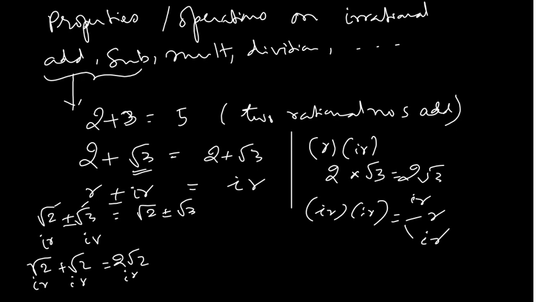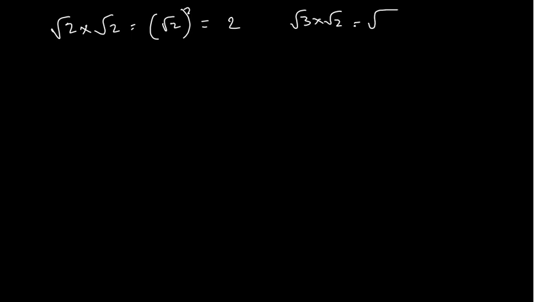Root 6, correct. That's an irrational, right? So the result is what we are actually seeing. One is, as you said, root 2 into root 2, which is nothing but root 2 squared, which is nothing but 2. On the other hand, if I have root 2 into root 3, I'll have root 6. So it is still an irrational number, and this is a rational number.